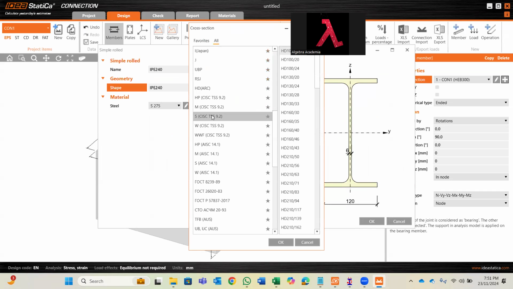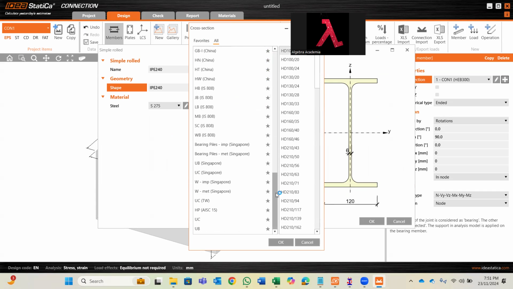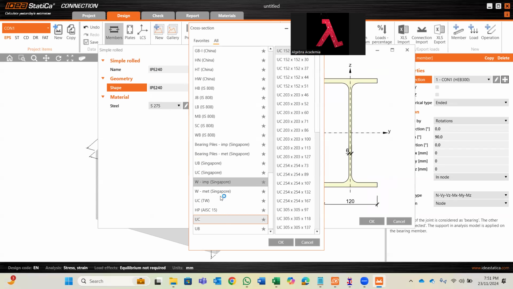When you scroll down, you will see UC. Can you see here? Not UC Singapore, don't take that. It is more or less similar, but take UC directly, because in Singapore there will be only limited sections available. But in direct UC, you will get a complete library of standard sections. So 203 by 46 kg per meter, and just click OK.